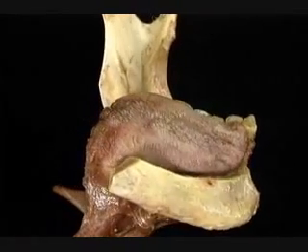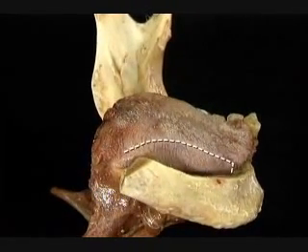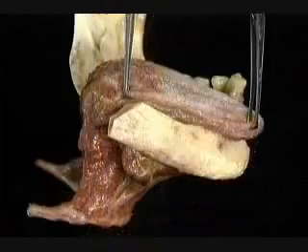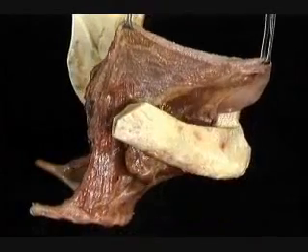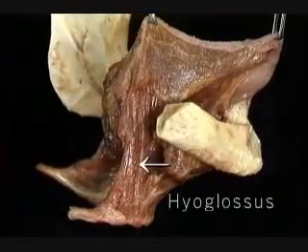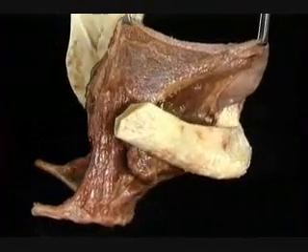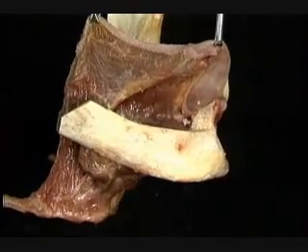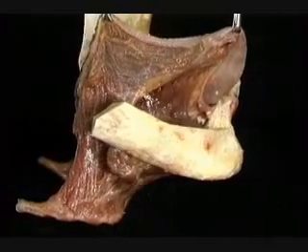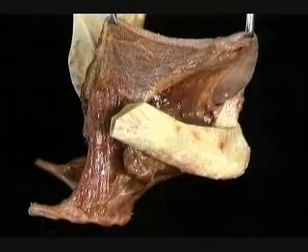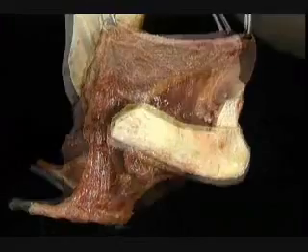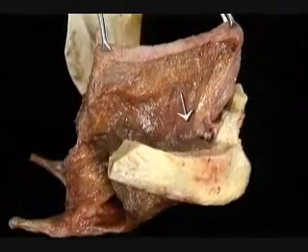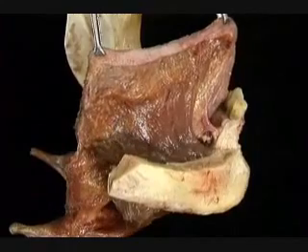We'll also remove all of the mucous membrane from this line downwards. Here are the hyoglossus and genioglossus muscles, which together form the root of the tongue. To see the full extent of genioglossus, we'll remove hyoglossus for a moment. All this is genioglossus.